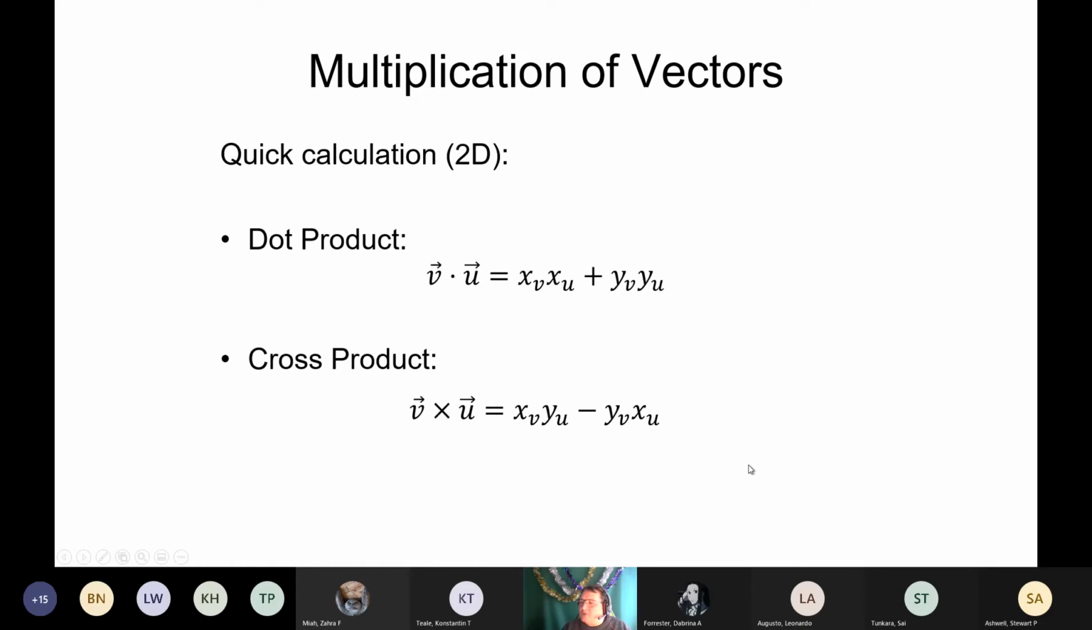I hope, Zara, that you will get through a few examples of practical calculation of dot and cross product tomorrow. Can you confirm?